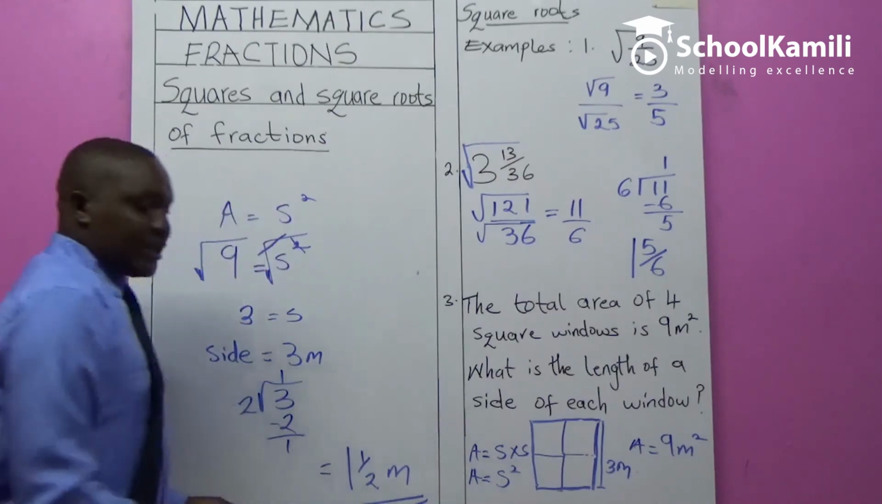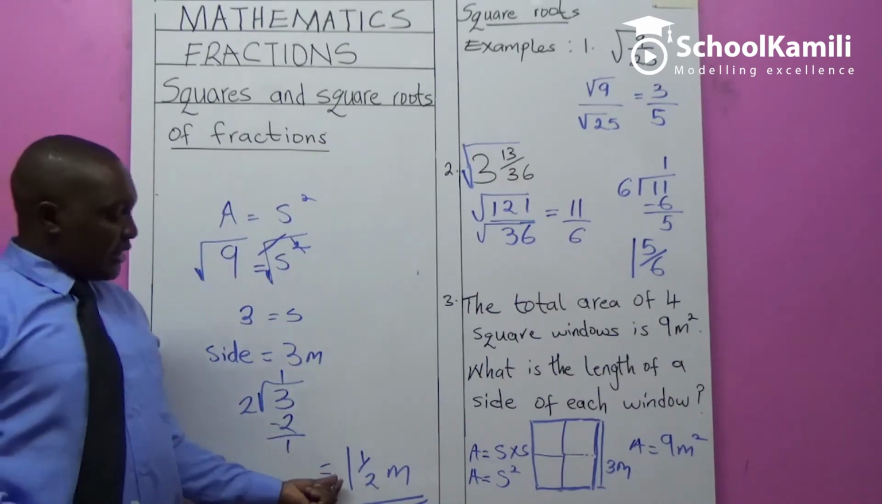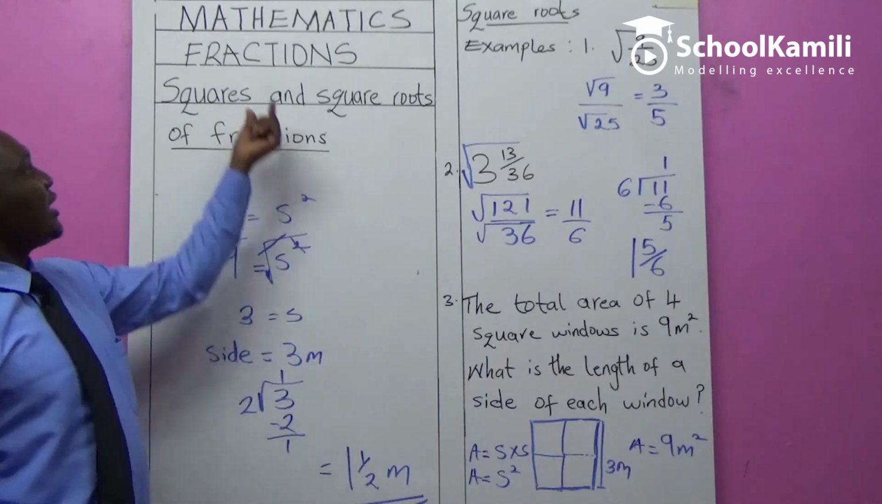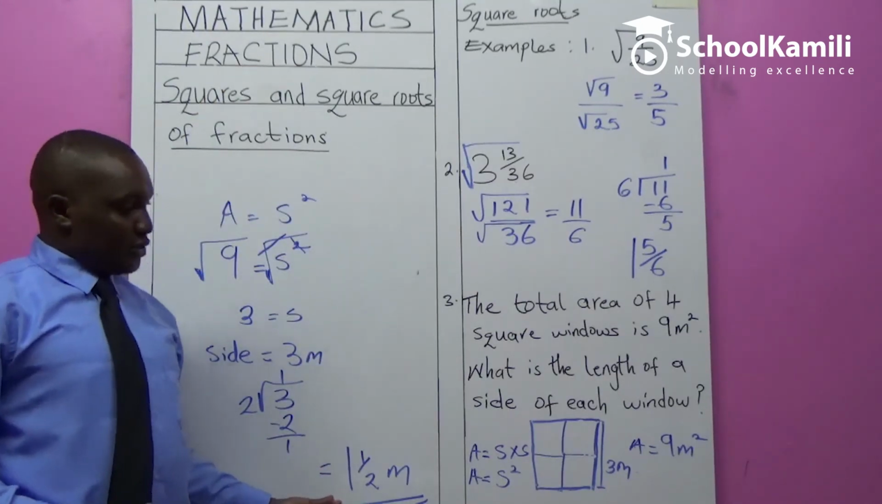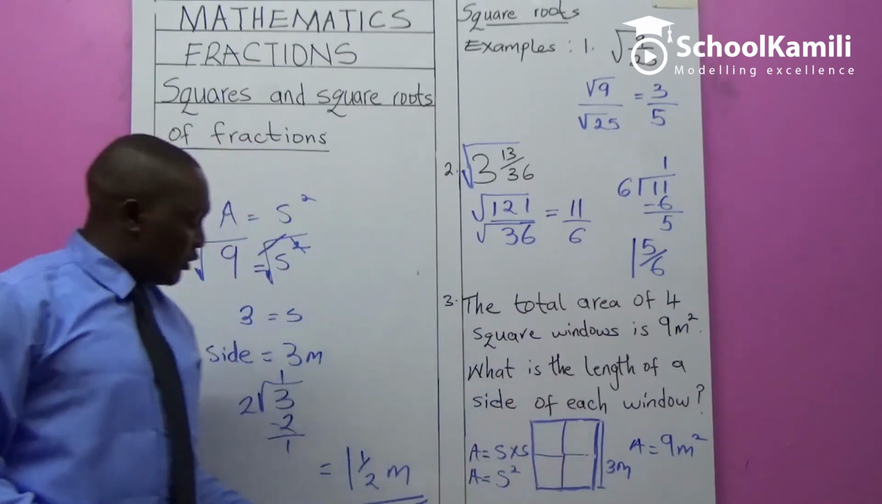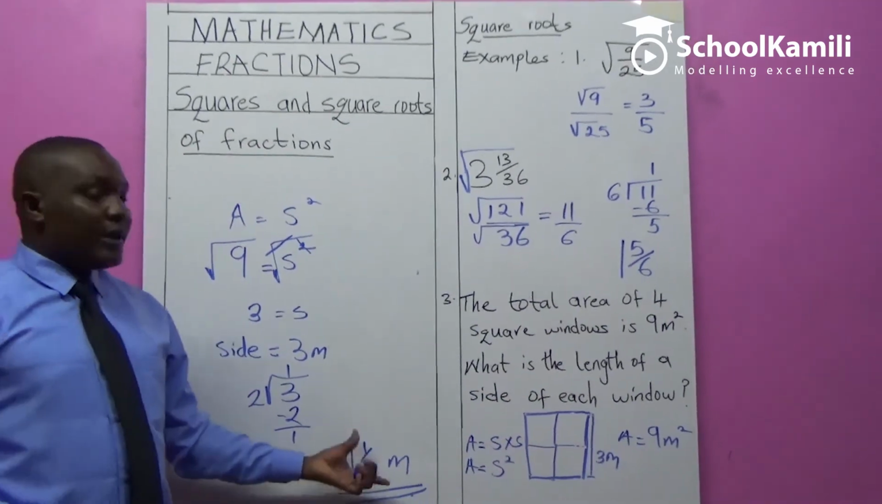1.5 meters. Don't write your answer in decimals because we are still talking of fractions. The answer is supposed to be in fraction. The length of each side of the window is 1.5 meters.